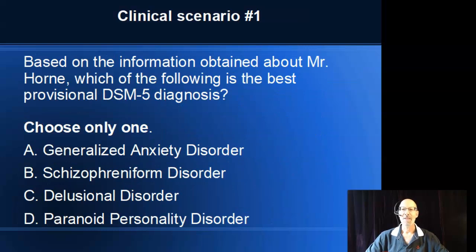Based on the information obtained about Mr. Horn, which of the following is the best provisional DSM-5 diagnosis? Choose only one, and as with the exam, you've got 4 choices with 1 right answer. Is it generalized anxiety disorder, schizophreniform disorder, delusional disorder, or paranoid personality disorder? Go ahead and pause the video while you make your choice. When you have made your choice, unpause the video, and I will click to the next slide.